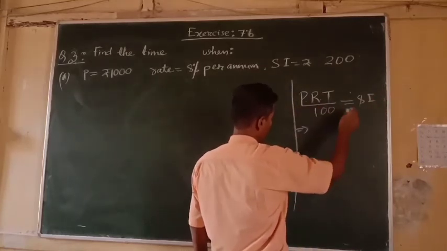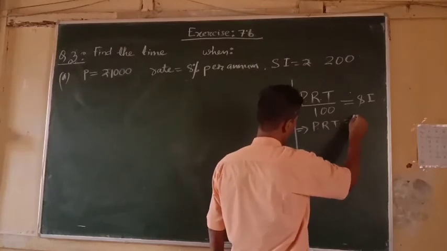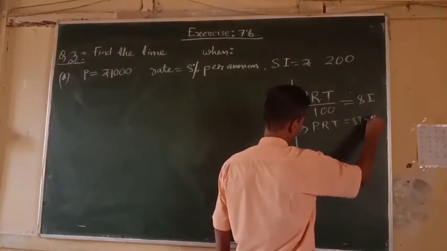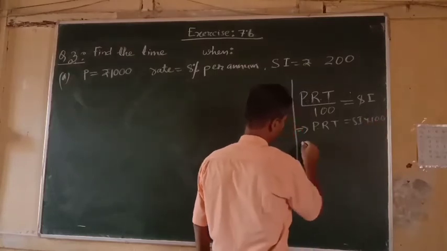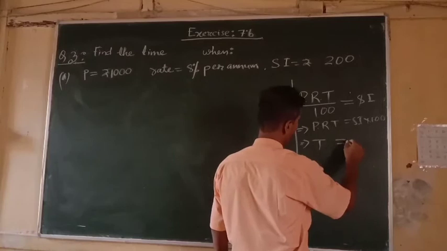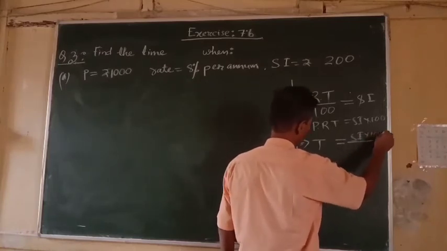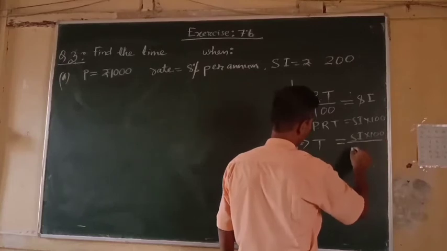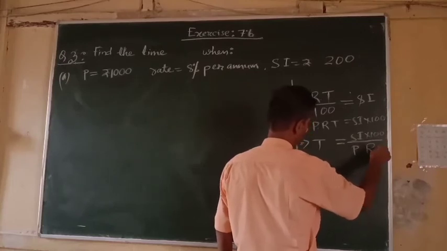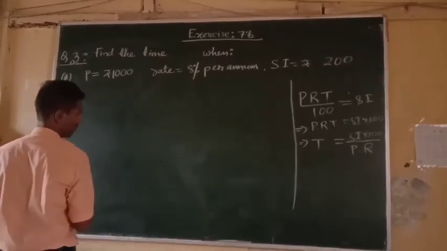Okay, now we'll do cross multiplication. So P into R into T equals simple interest into 100. Since you have to find T, we'll keep T on the left side and everything else goes to the right side: simple interest into 100 divided by principal into rate of interest. That is the formula for finding T.